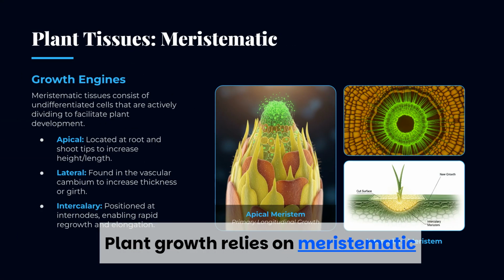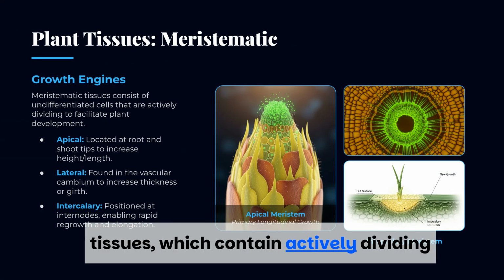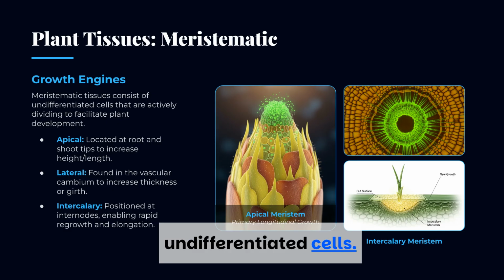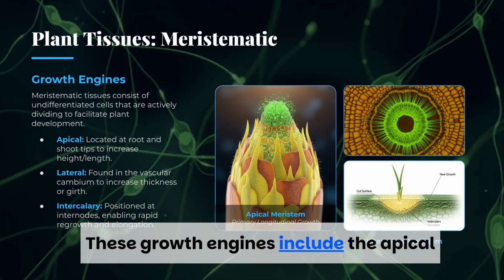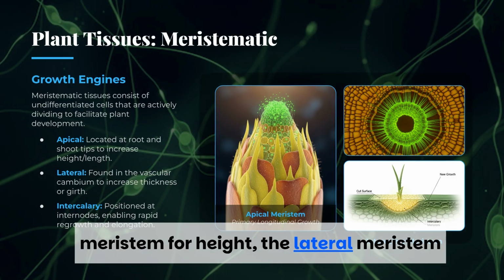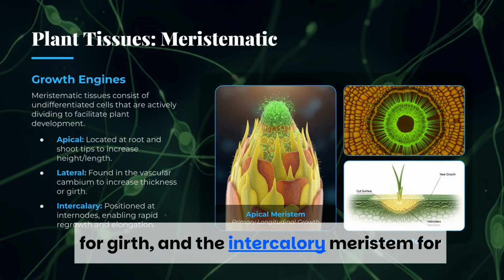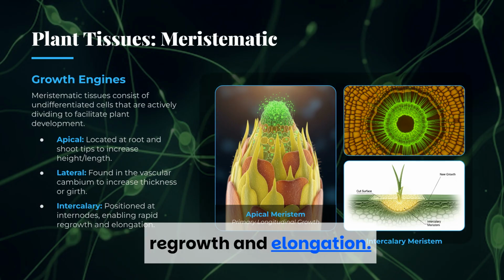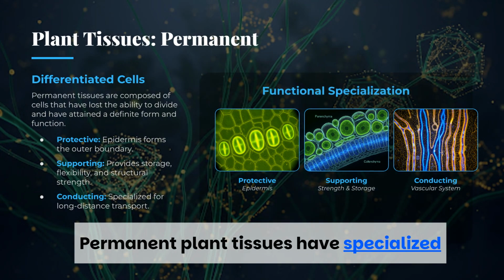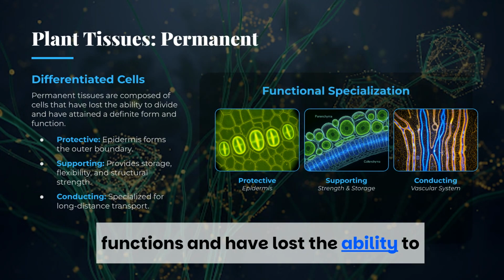Plant growth relies on meristematic tissues, which contain actively dividing, undifferentiated cells. These growth engines include the apical meristem for height, the lateral meristem for girth, and the intercalary meristem for regrowth and elongation. Permanent plant tissues have specialized functions and have lost the ability to divide.